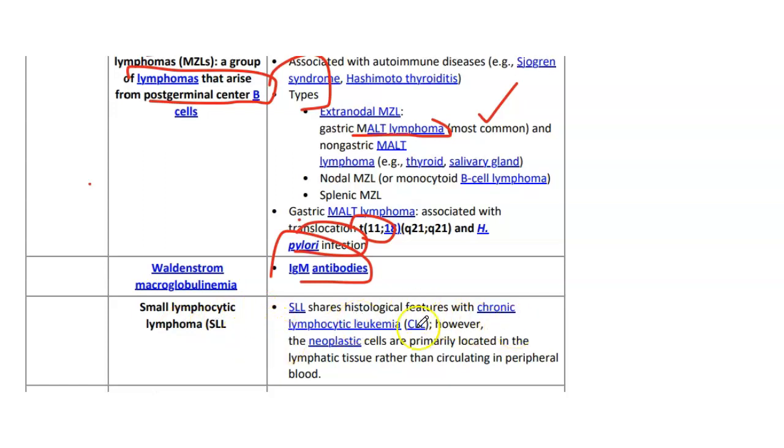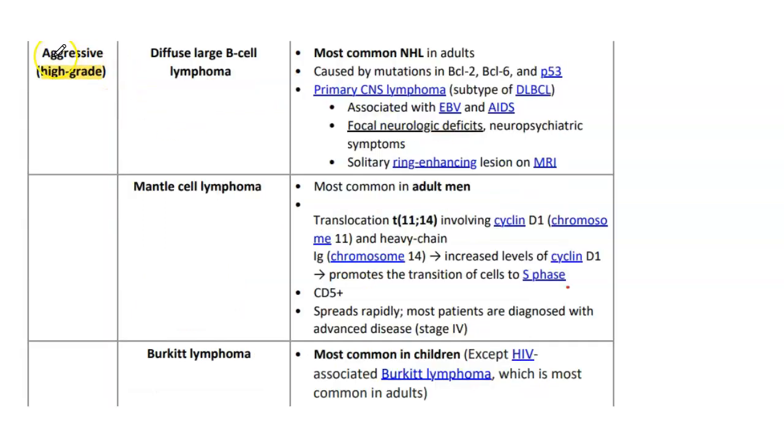It shares histologic features with CLL. However, the neoplastic cells are primarily located in the lymphatic tissue. That's why it's called lymphoma rather than circulating in the blood. Now we have high-grade B cell lymphoma.